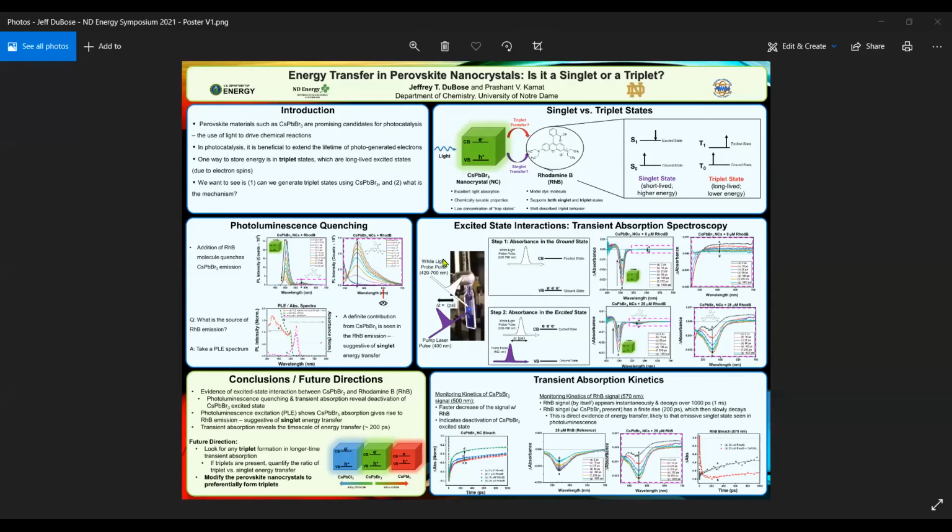Yes, thank you, Jeff. Very interesting talk, I must say. So please correct me if I'm wrong. You have not explored the triplet state in terms of its long-lived character yet, right? You have not fully explored it yet.